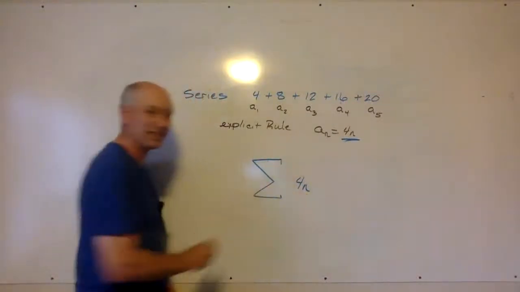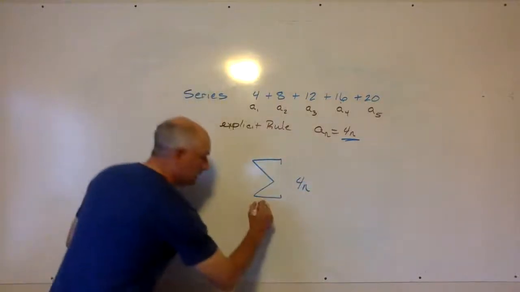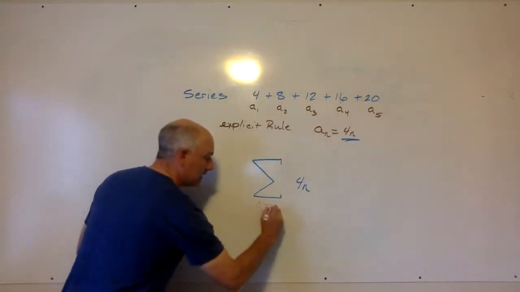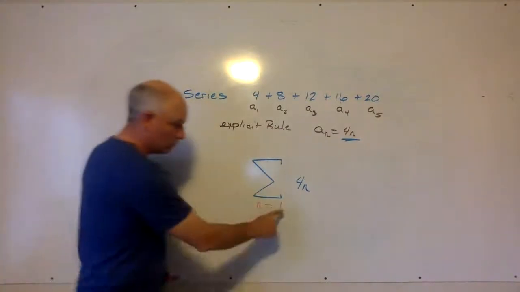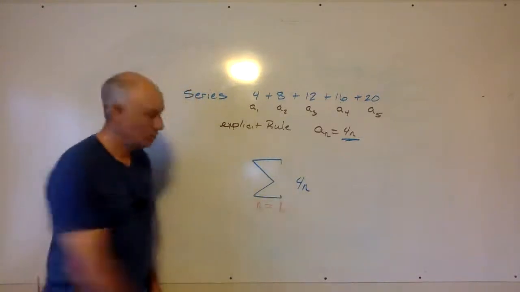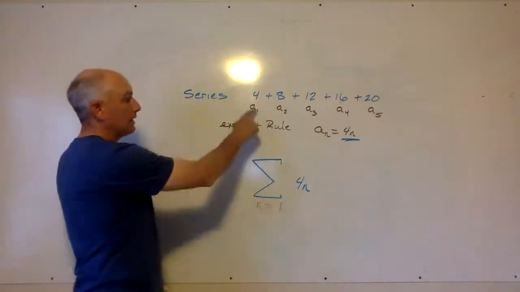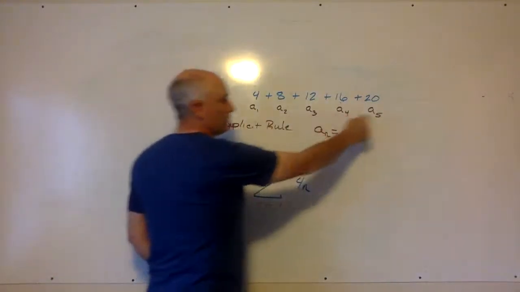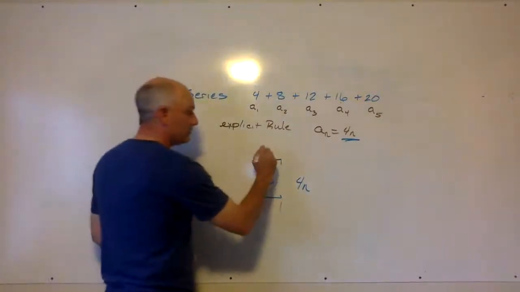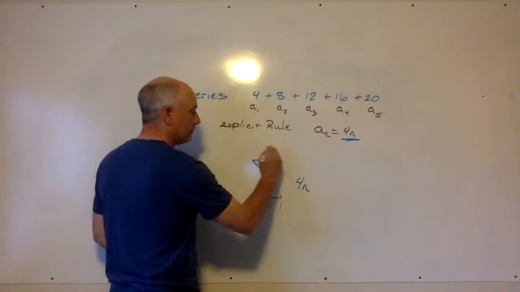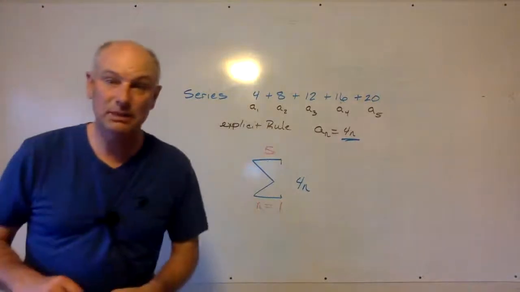Now, since we're using the letter n as the variable here in the explicit rule, down on the bottom, they're going to say n equals 1 in this case. All right? Because if I plug in 1, 1 times 4 is 4. Now, when I look at this, I have 1, 2, 3, 4, 5 terms. So since there are 5 terms, we're going to put a 5 on the top of that sigma, or on the top of the summation.